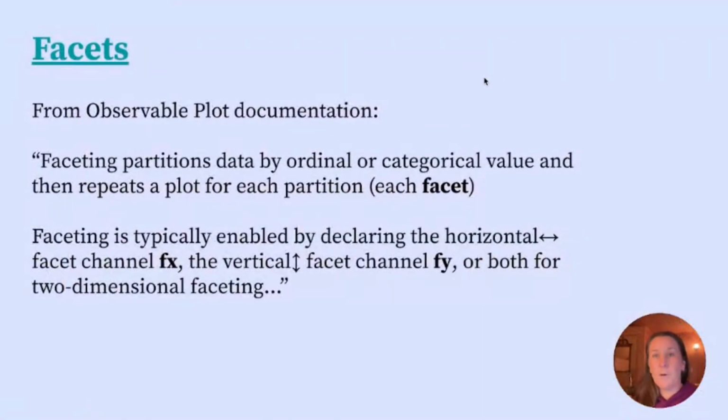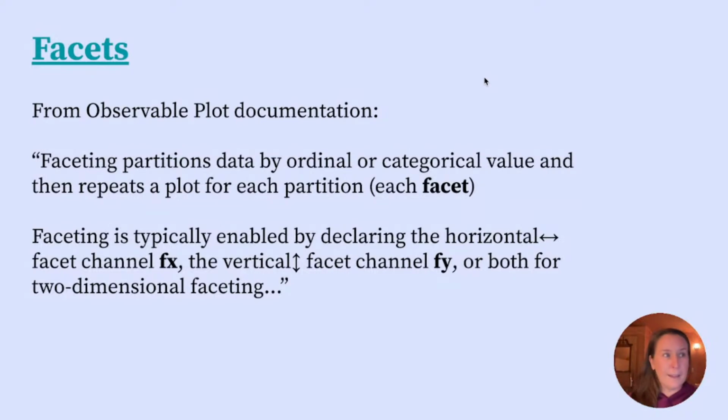So the first thing that we're going to do during this warm up is we're going to learn how we can create facets. So faceting splits up data by an ordinal or categorical value, like for different species or for different groups of something, and creates a plot for each of those subsets in its own panel. And faceting usually is enabled by declaring the horizontal facet channel, fx.